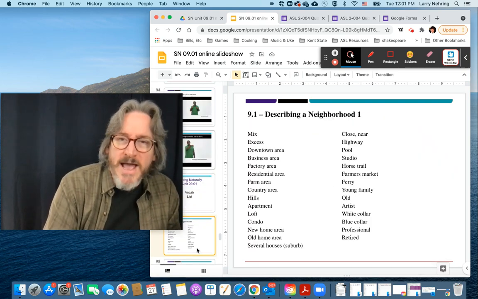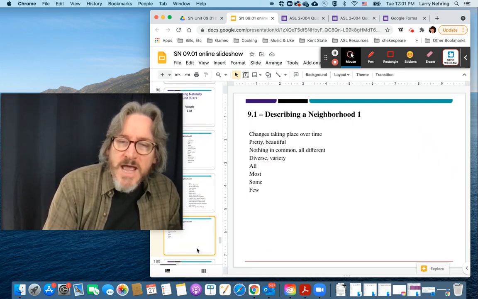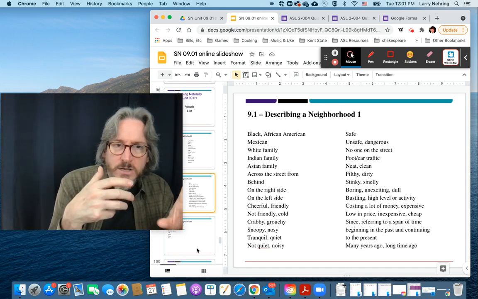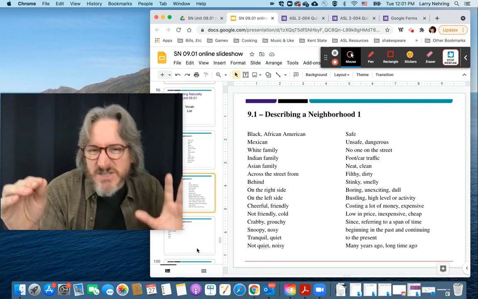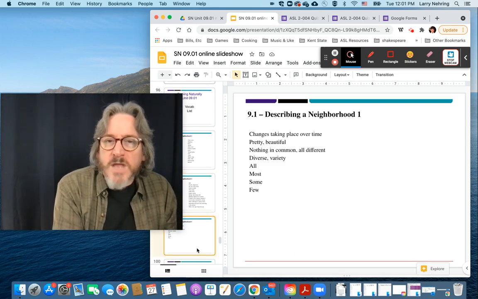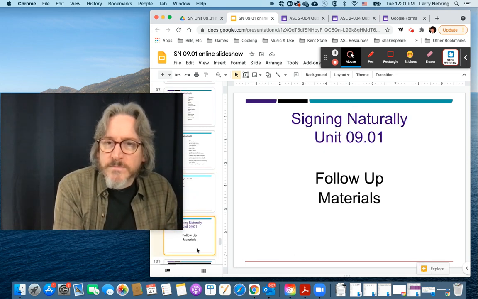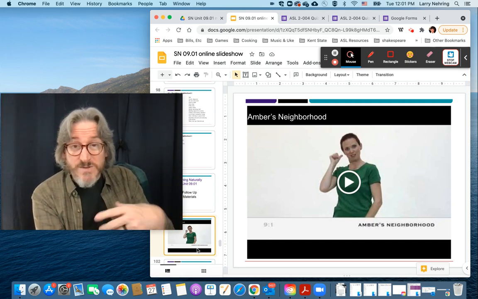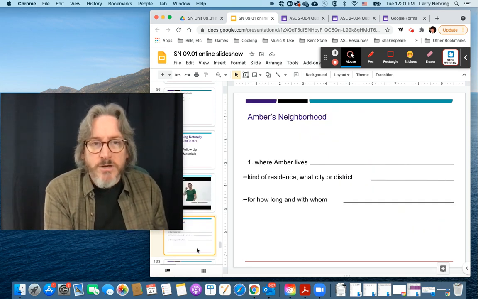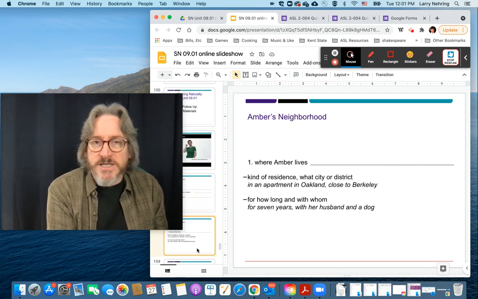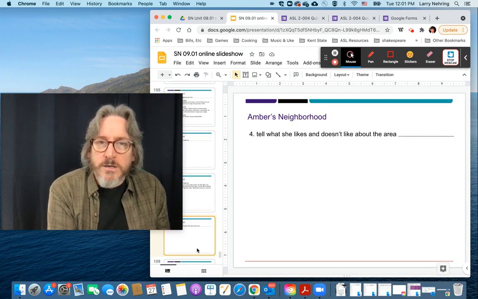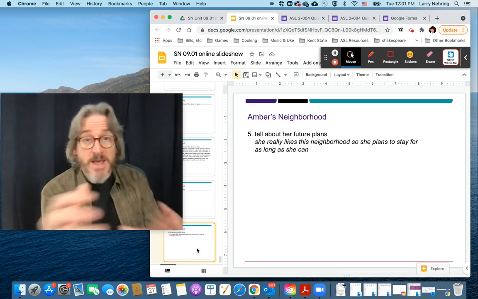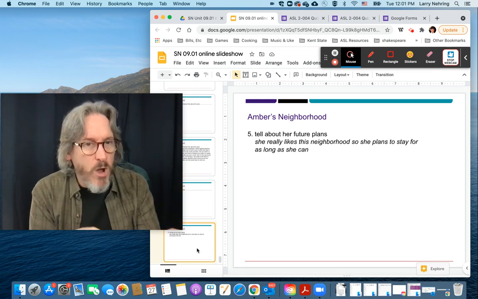And so here's the vocab. And there's a little bit more in here as I expanded some of the more specifics that we got into and what comes from the stories. And then there was follow-up material, the homework that comes from the book, where Amber describes her neighborhood, and I put the questions in so that you can watch her video and then answer them. And that's all of 9.1.